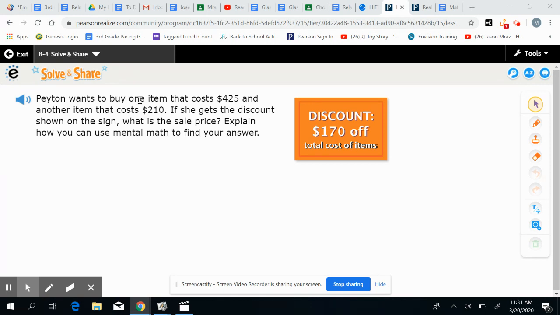Peyton wants to buy one item that costs $425 and another item that costs $210. If she gets the discount shown on the sign, what is the sale price? Explain how you can use mental math to find your answer. Discount, $170 off. Total cost of items. What is that hidden question? What do we have to do first?